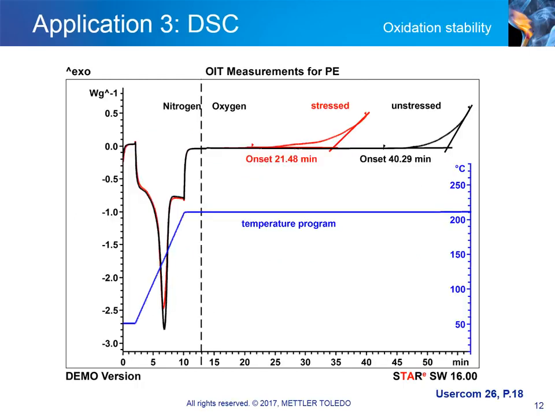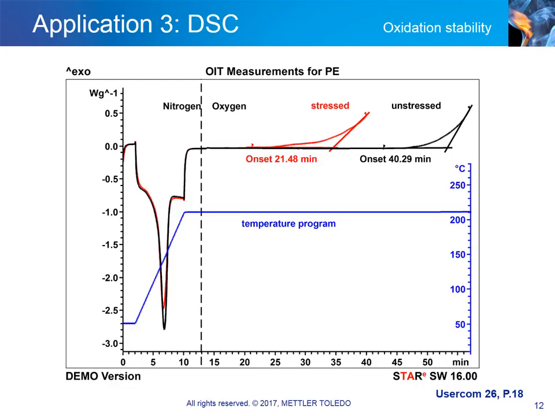Many materials, such as polymers, oils, or food, start to degrade after a certain time when exposed to oxygen. The oxidation-induction time test is frequently used to characterize the oxidation stability of materials. Detailed procedures are defined in various ASTM and ISO methods.